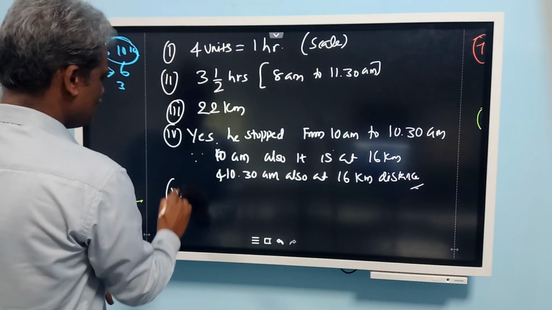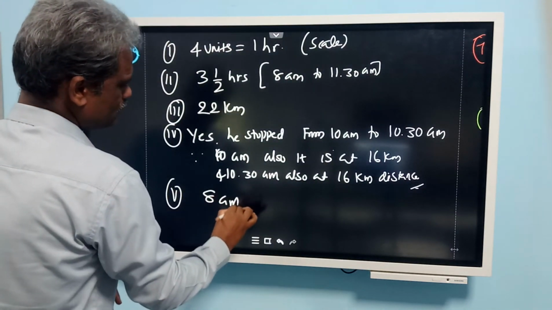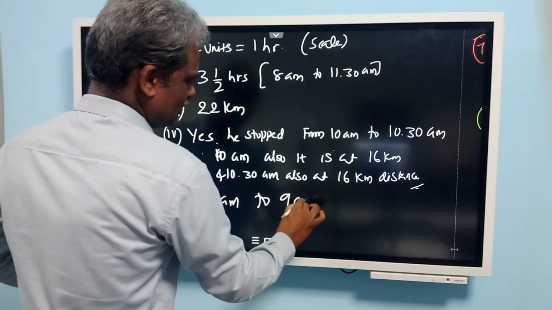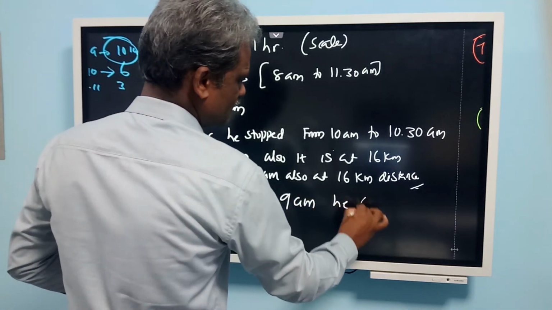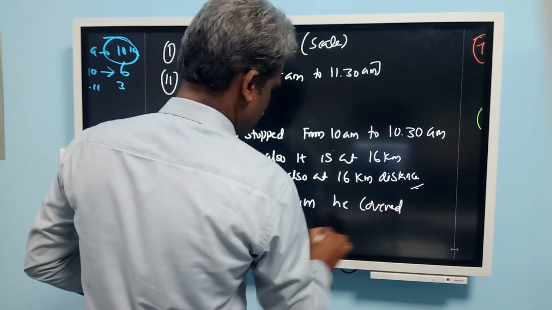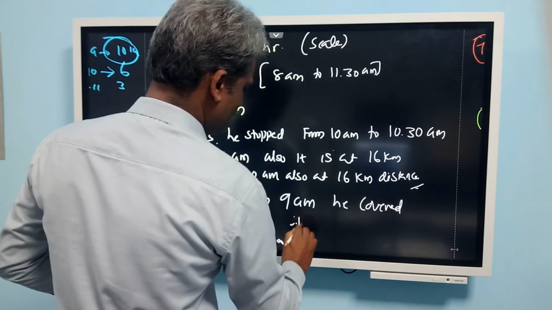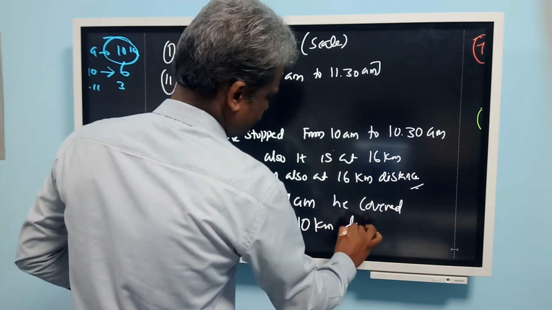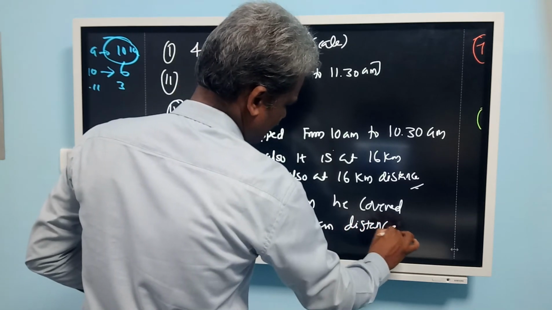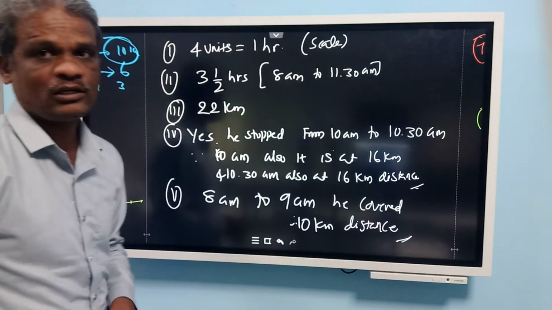So question number 5, from 8 a.m. to 9 a.m. he covered around 10 kilometer distance. In the morning he traveled the maximum distance of 10 kilometers.